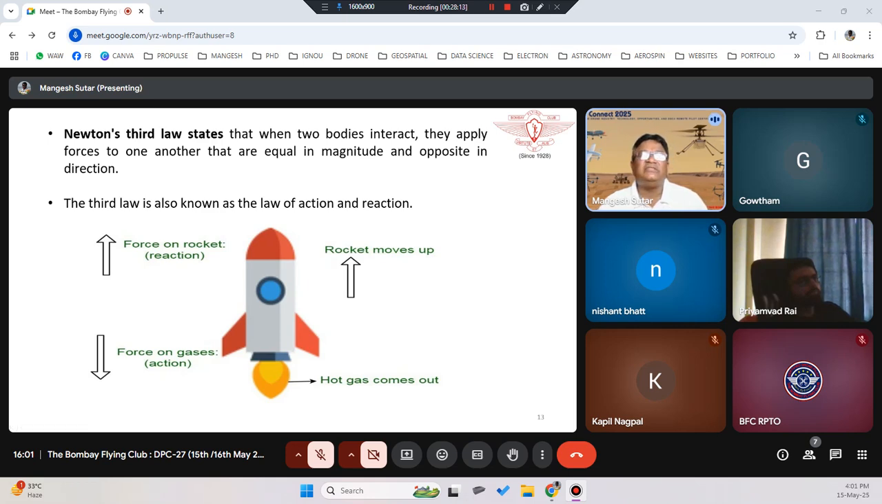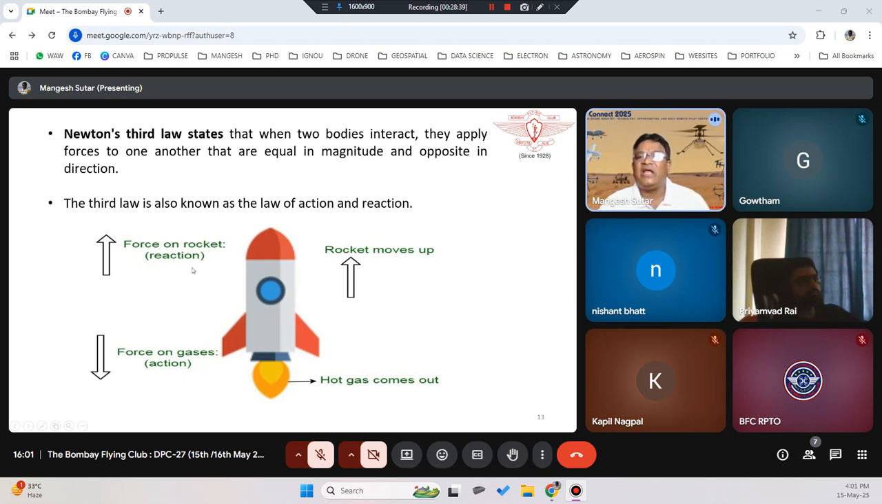Newton's third law states that when two bodies interact, they apply forces on one another that are equal in magnitude and opposite in direction. For example, let's take a rocket. The rocket is stationary, attached to the launch pad. Does it move? No, it doesn't move. It is fixed to the launch pad. But the moment we ignite the rocket, what happens?